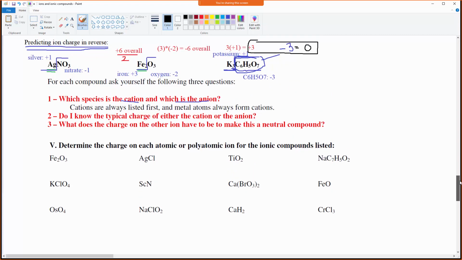Okay, we've got space to leave that here. Okay, let's look at, I'm going to go backwards just for fun. CrCl3.